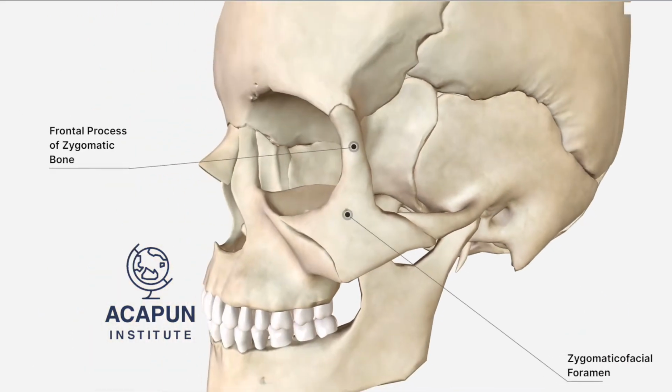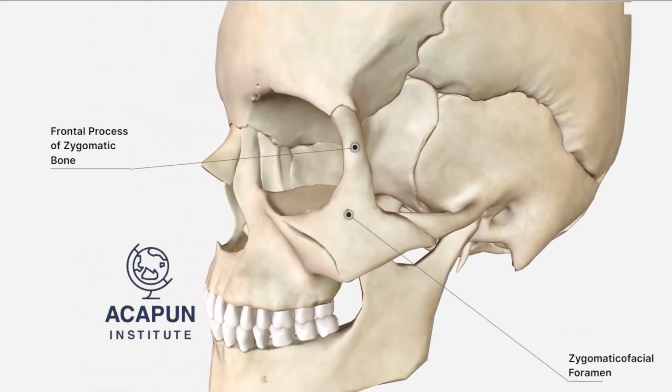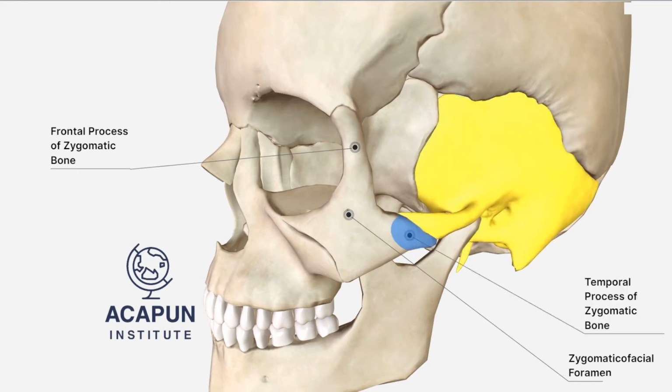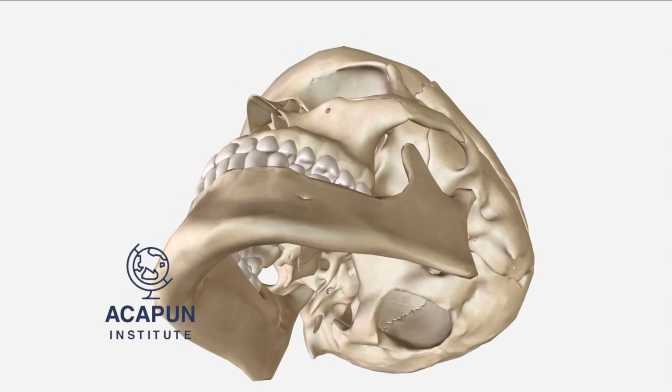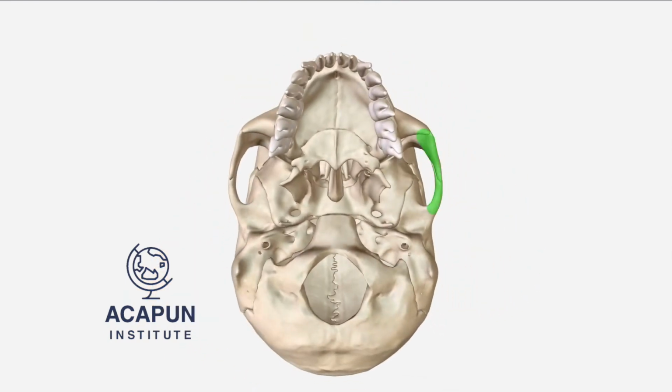Superiorly, the zygomatic bone articulates with the frontal bone via the frontal process of the zygomatic bone at the frontozygomatic suture. Posteriorly, it articulates with the temporal bone via the temporal process of the zygomatic bone at the zygomatico-temporal suture. These two components, the zygomatic process of the temporal bone and the temporal process of the zygomatic bone, form the zygomatic arch. I've just rotated to an inferior view and removed the mandible looking at the skull base, and you can really appreciate the morphology of this arch.